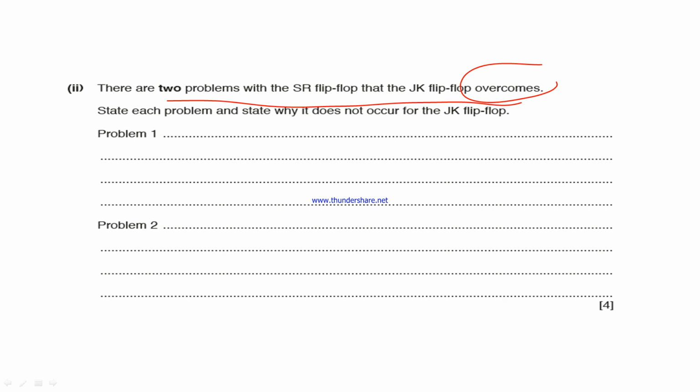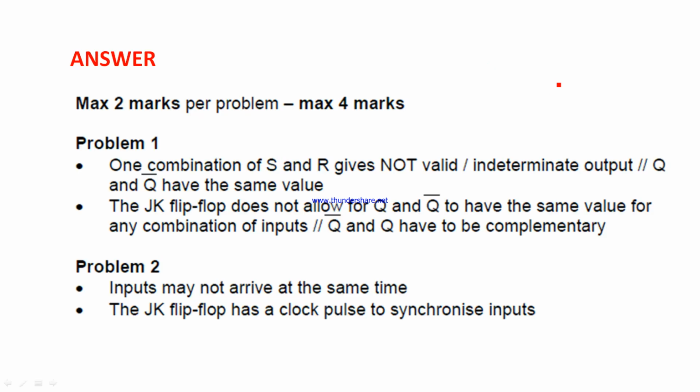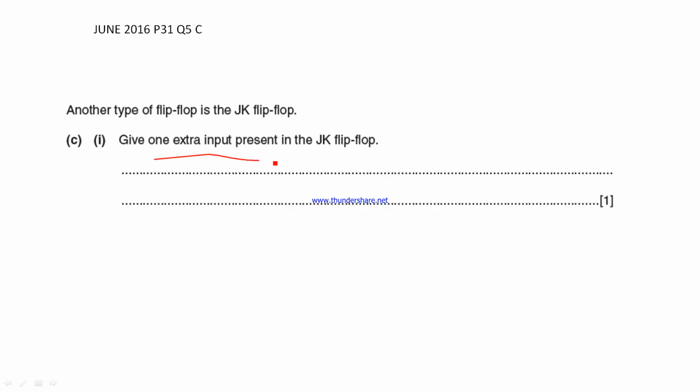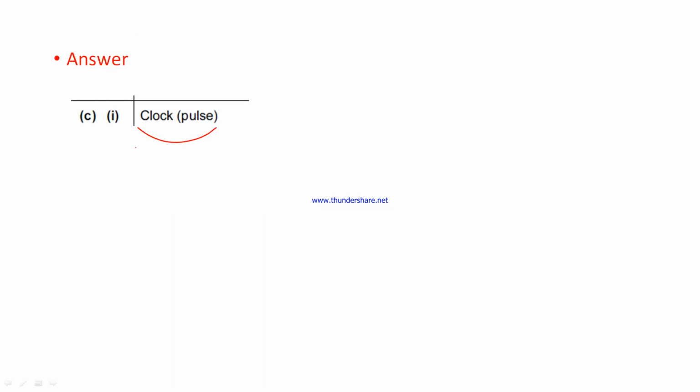So what was the problem? The problem with the SR flip-flop is there was a combination that is not valid, where the Q and the Q dash had the same value. They should be complement, but they are having the same value. So the JK flip-flop does not allow Q and Q dash to be the same value. It prevents this. They are complementary. Another second problem is that the inputs may not arrive at the same time. So JK flip-flop introduces the clock pulse to synchronize the inputs. Next, give an extra input for the JK flip-flop. As we mentioned, it's a clock pulse, it's another input.